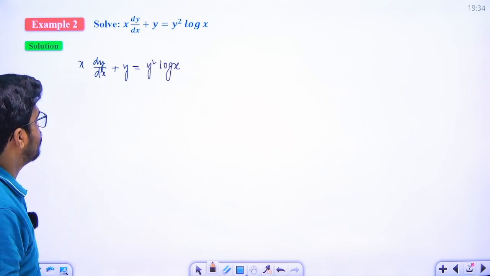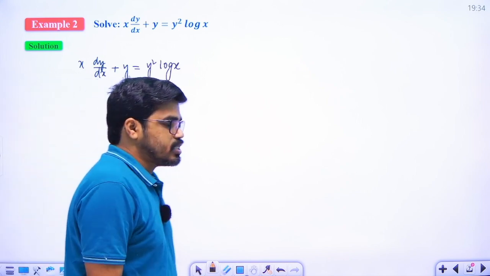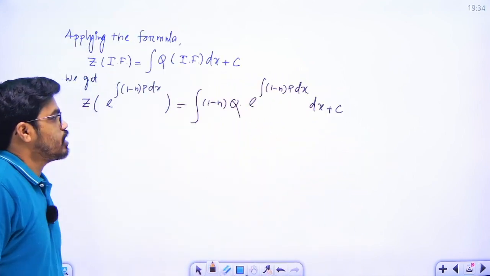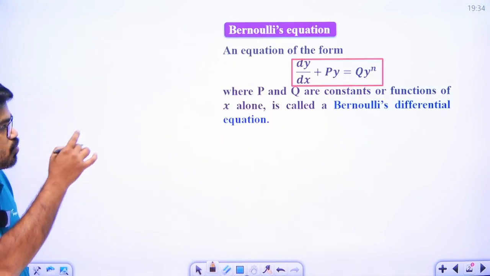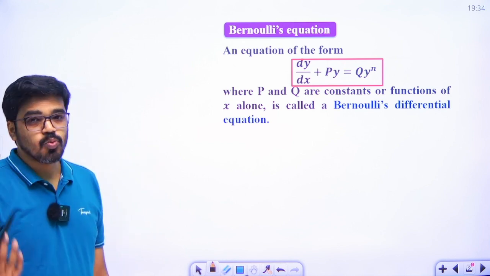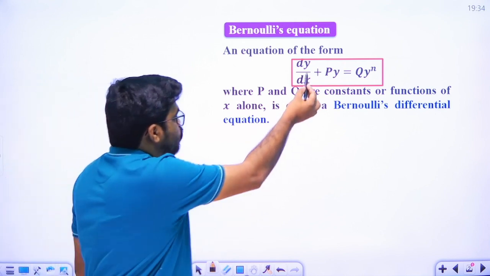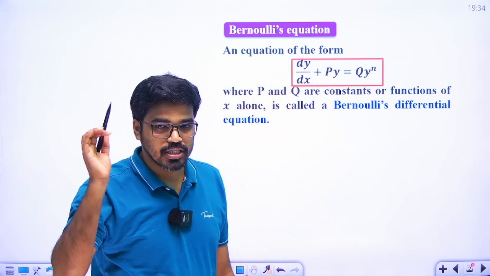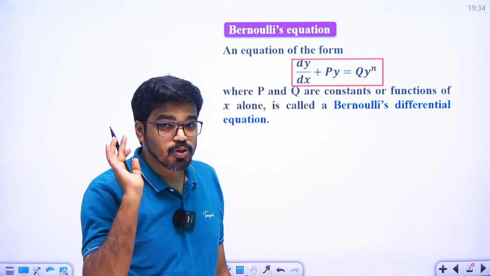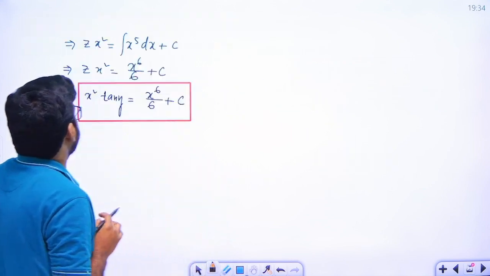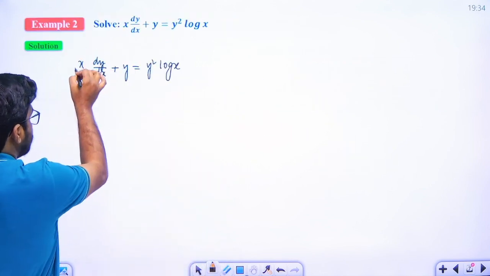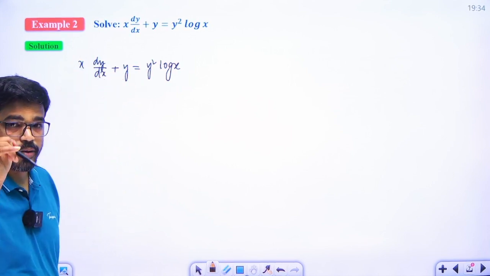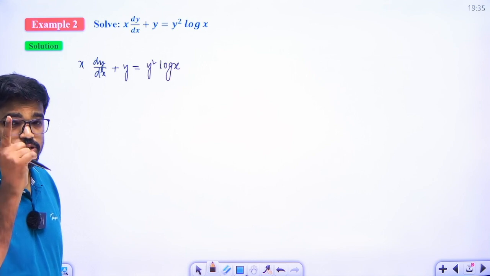Right? What is the form of Bernoulli's equation? That is dy dx plus py is equal to q into y to the power n. That means the coefficient of dy dx must be unity. Coefficient of dy dx must be unity. Okay. So here first you have to divide by x. If we divide by x, what will the coefficient of dy dx become? It will become unity, that means 1.